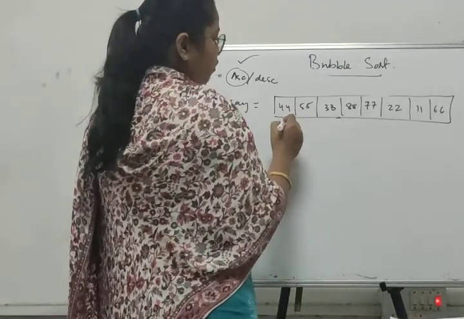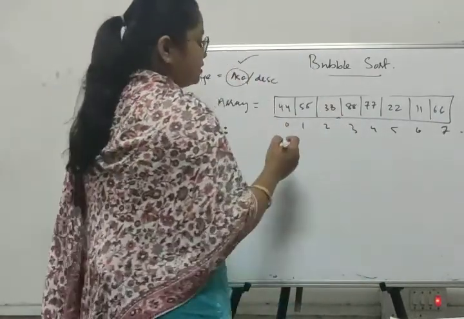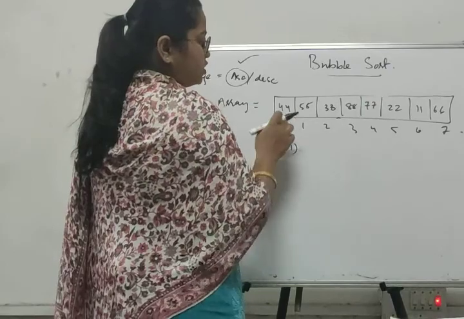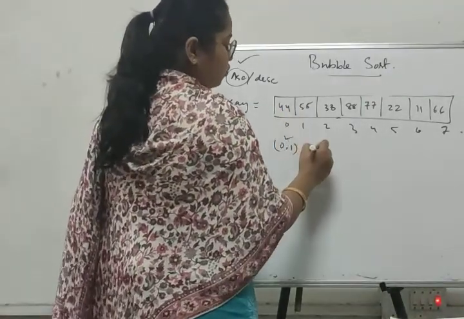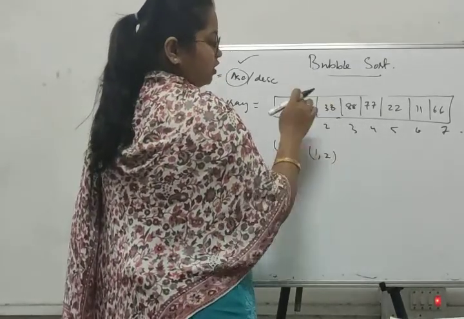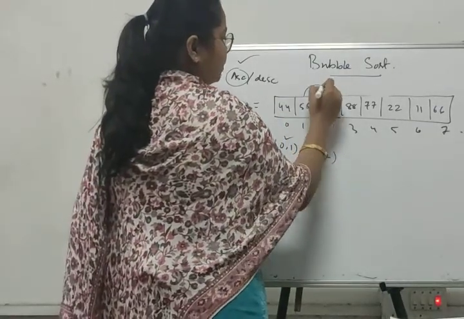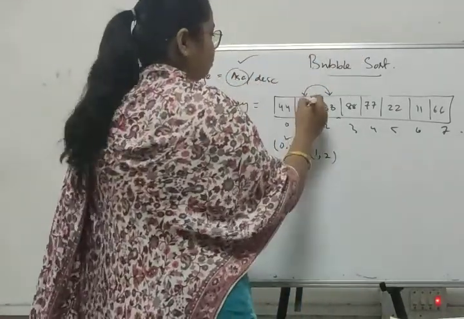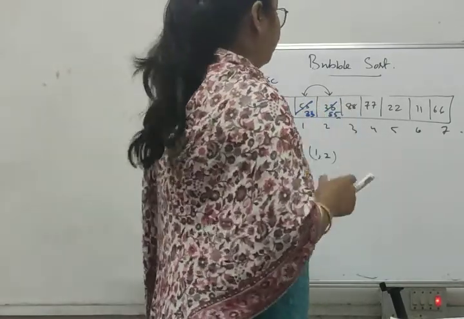In a scan, first of all, we have the indices 0, 1, 2, 3, 4, 5, 6, 7. Index 0 is checked with 1. 44, 55. Is it a conflicting pair? No. Done. Then index 1 is checked with index 2. 55, 33. Is it a conflicting pair? Yes, it is. So we need to swap it. We will swap it, and this becomes 33, this is 55. I hope you got it.